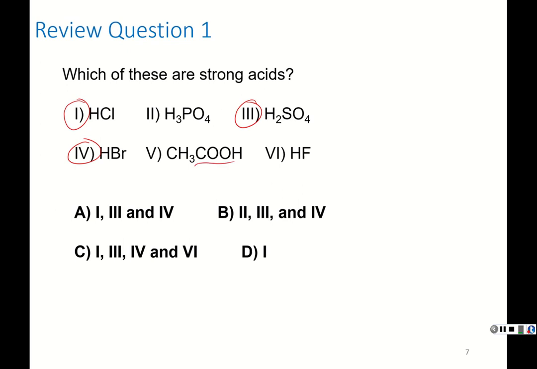It has that COOH, which is always going to be weak. Any molecule that has that in it is a weak carboxylic acid. And then HF is also a weak acid. It's the one halogen that combines with hydrogen to make a weak acid. Okay, so 1, 3, and 4 are the strong acids, so that would be choice A.